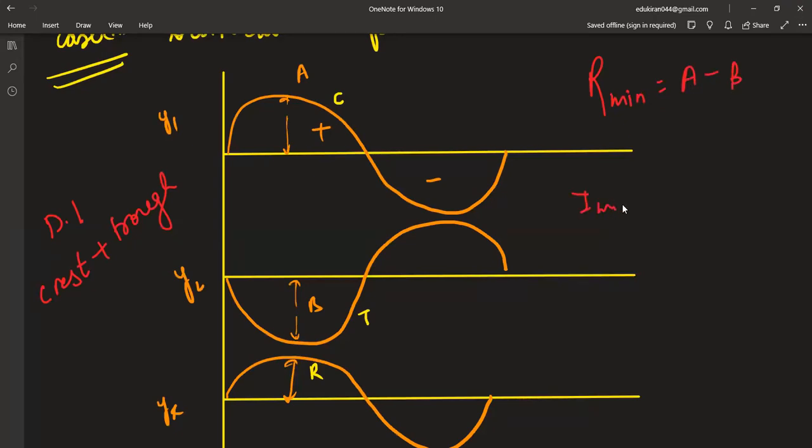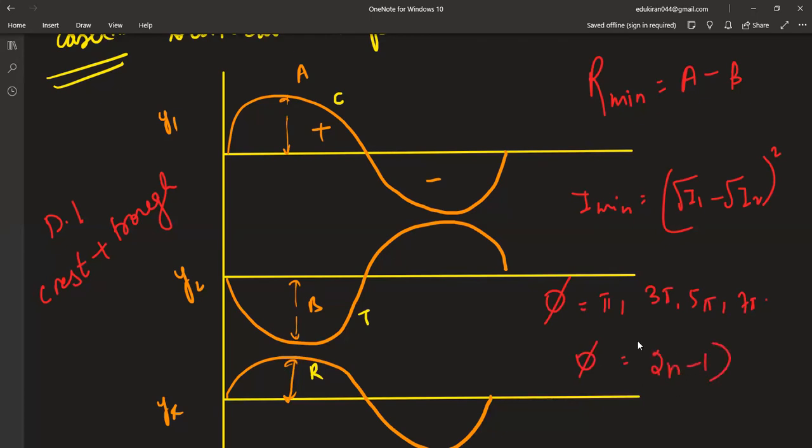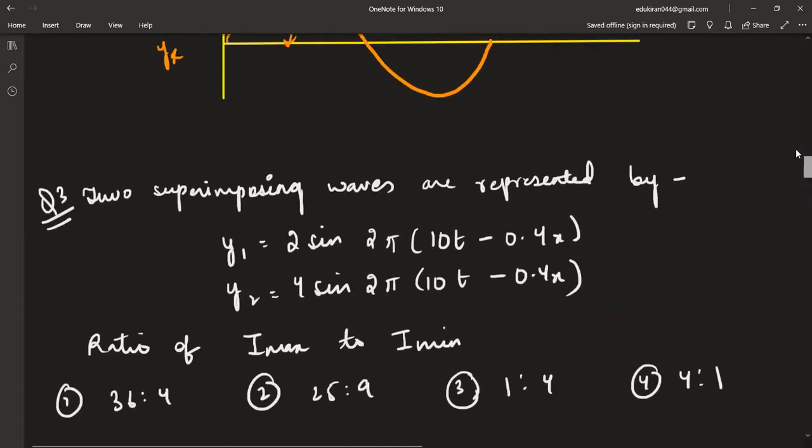So you get the minimum intensity of the wave, under root I1 minus root I2 whole square. And we are talking about the angle. This is pi because this is 0 degree, minus 1. So 3 pi, 5 pi, 7 pi, all the odd values. So it's better if you directly write this as (2n minus 1) times pi. Now we'll be using this and then we'll be solving the questions. I think after this you have the question. Write it down.